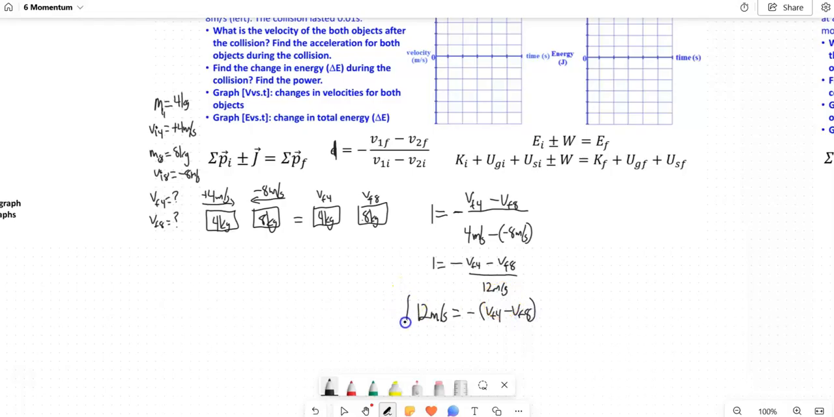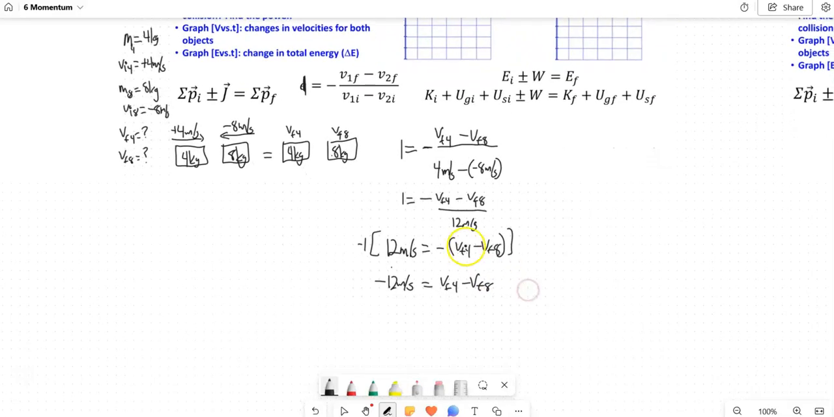And we're going to multiply everything by negative 1. What we'll get is negative 12 meters per second equals v final 4 minus v final 8. Let's just add that v final 8 onto the other side.